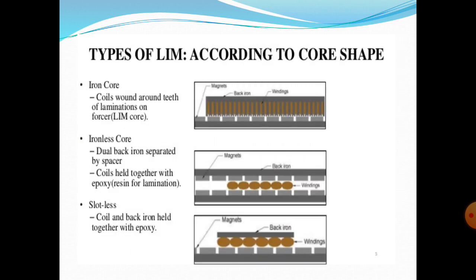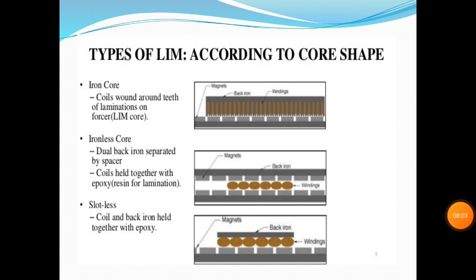The next topic is the different types of linear induction motors according to core shape. The first one is iron core, the next one is ironless core, and the final one is slotless. In iron core, coils are wound around the teeth of laminations on the forcer. That means iron core. And the next one is ironless core.